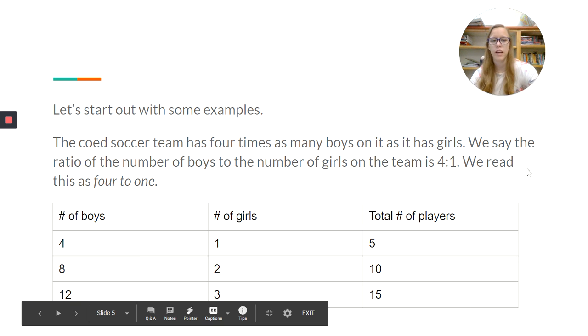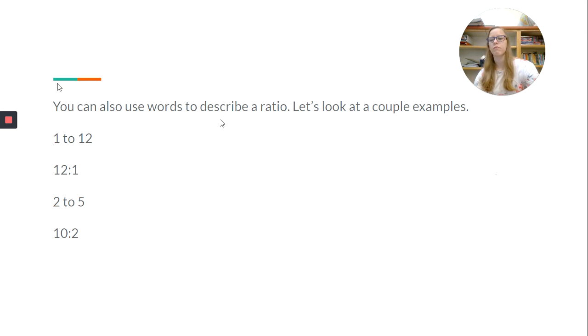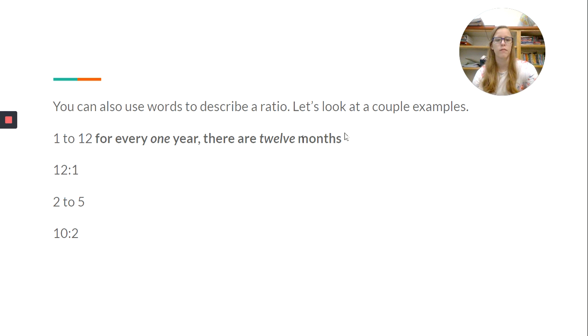Okay, let's look at another way of looking at this. So you can also use words to describe a ratio. So let's look at a couple examples. So if we have 1 to 12, just pause the video here and think about what might be that 1 to 12. Okay, what words might represent that? Okay, once you're ready, hit play. So let's say for every 1 year, there are 12 months. So 1 to 12, 1 year to 12 months.